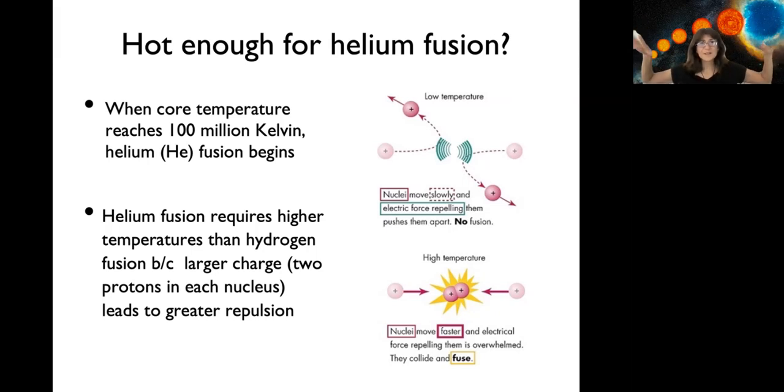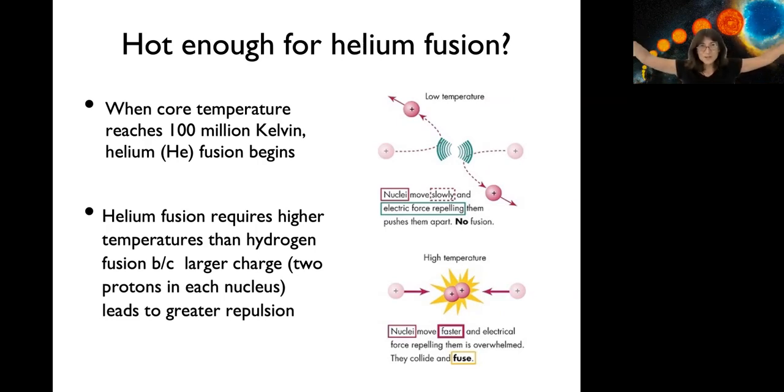Meanwhile, the rest of the star is going crazy because there's a shell that has fusion and the rest of the star is growing bigger. So it's a little counterintuitive because you have the outside of the star becoming bigger and bigger, while the inside, the core, is becoming smaller and smaller. Finally, it gets hot enough that it reaches this magic number, which is about 100 million degrees Kelvin, and helium fusion can begin.